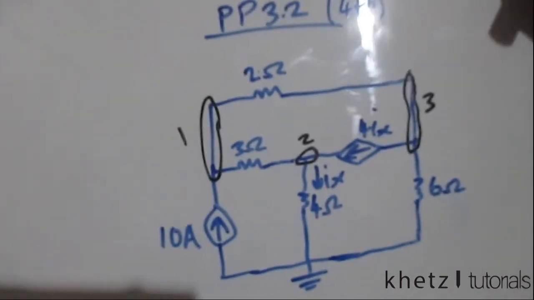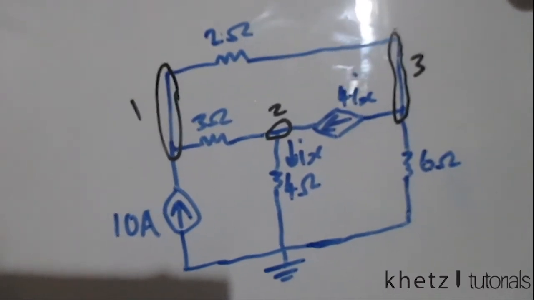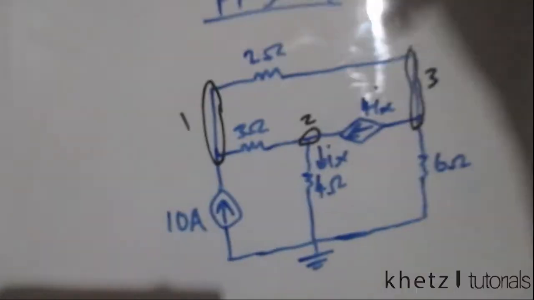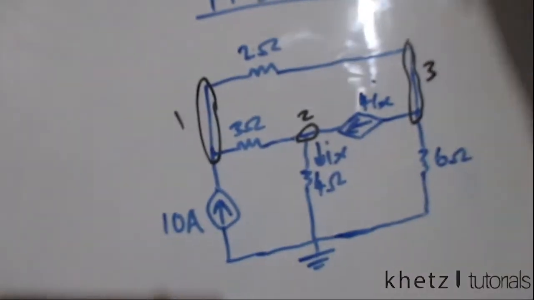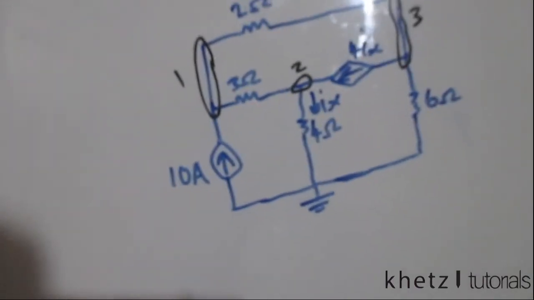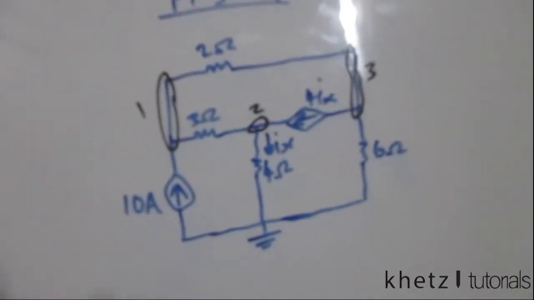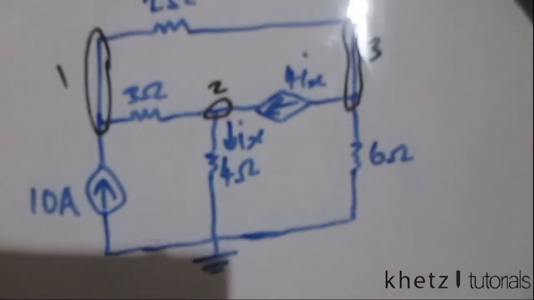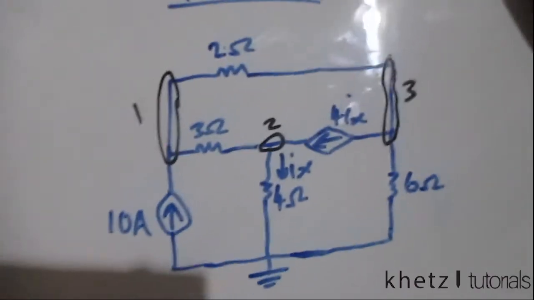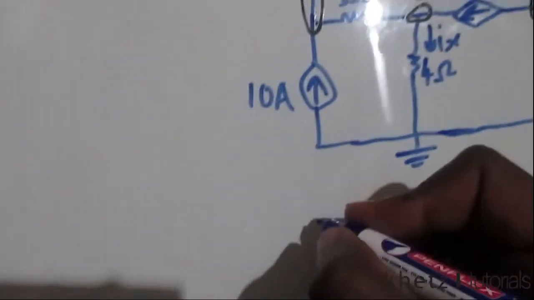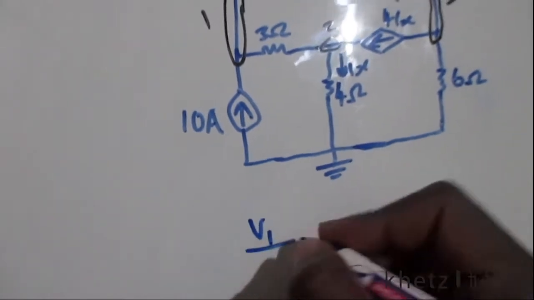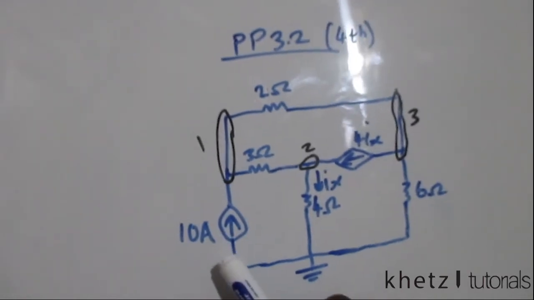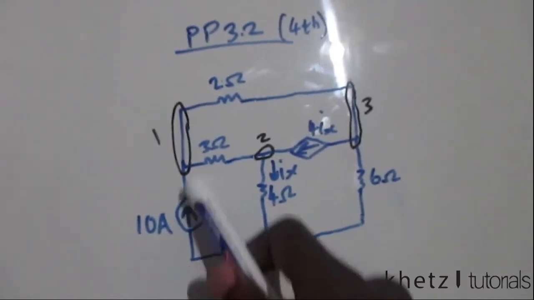The question asks us to find the node voltages, and the nodes of interest are 1, 2, and 3. So now we're going to use nodal analysis and Cramer's rule to solve this problem. So let's start. We're going to start at node 1, or V1. Let's call it V1. So at V1, which is basically here, let's check all the junctions or all the currents of interest which we have here.